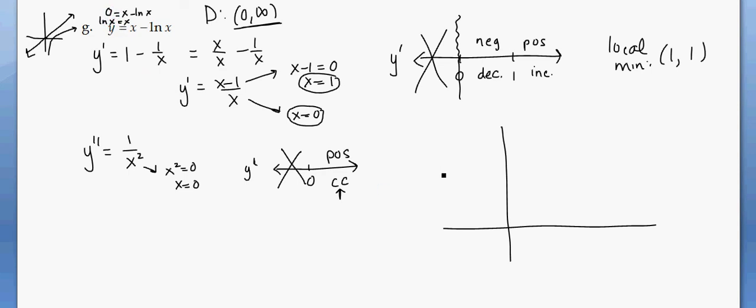Okay, so what's left to do? Let's plot the points. We have a local minimum at (1, 1). And then we've got nothing happening to the left of 0. And if we know anything about natural log of x, that makes sense because we have this sort of vertical asymptote happening here. And now we're decreasing until 1, and then increasing after that, but always concave up. So decreasing concave up, and then increasing concave up. Sorry, that's a little curvy.